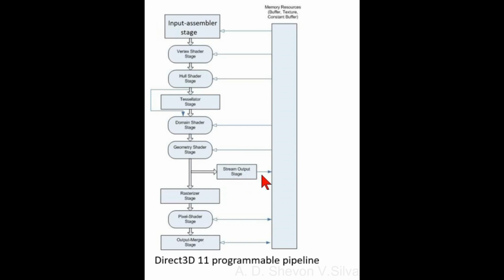Memory resources, buffer, texture, constant buffer are connected to the input assembly stage, and vertex shader and hull shader stage, and domain shader stage, geometry shader stage, and memory resources interact with the pixel shader stage and output merger stage.